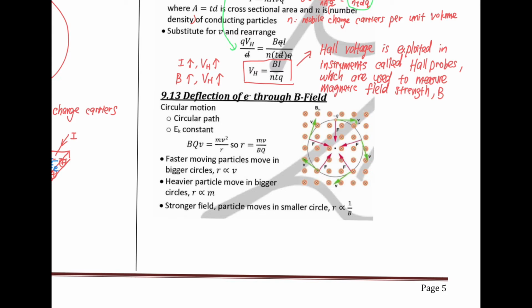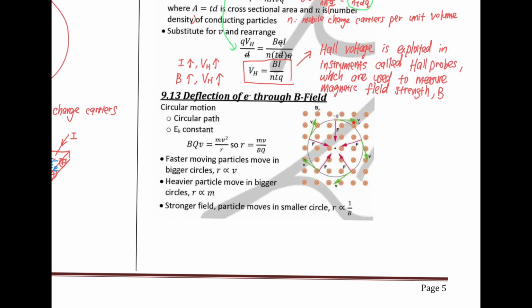So 9.13, deflections of electrons through a magnetic field. So they use a B field. B field means magnetic field. Okay, so it will be circular motion, so a circular path. Kinetic energy is constant. That means the velocity is constant.